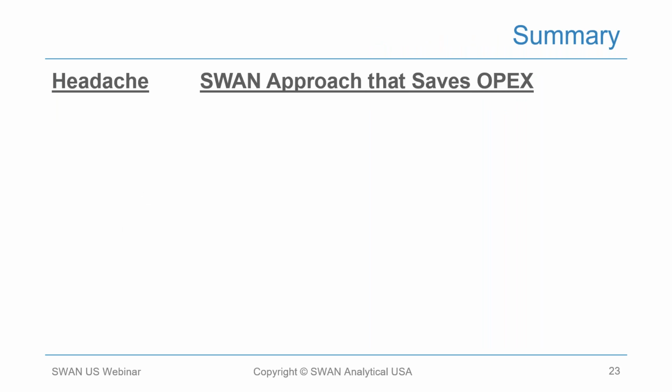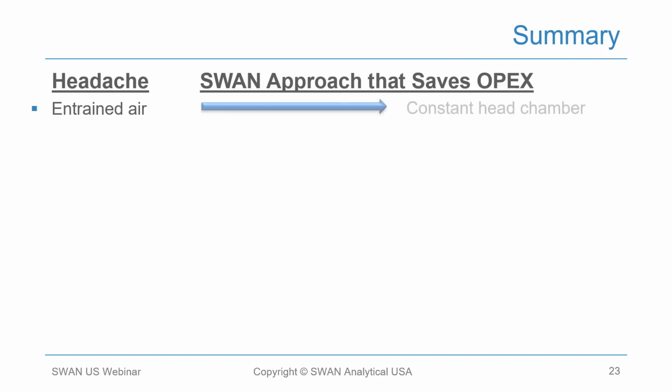So let's summarize quickly what we've talked about in today's presentation. We talked about entrained air or air bubbles. This is a problem for every manufacturer. SWAN, again, has the constant head chamber on the back of the instrument, so that typically addresses all air bubbles. However, you can get an optional degasser for the unit if you have a tremendous amount of air bubbles. And so most of the time you won't need it, so that's going to save you dollars.